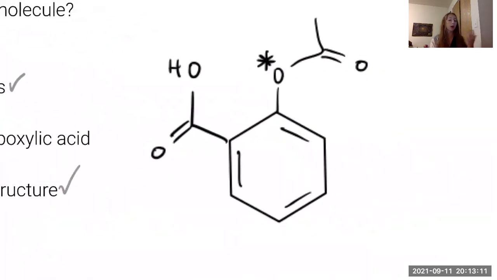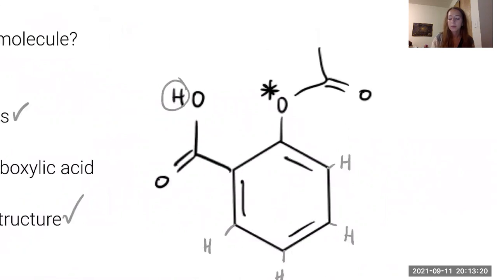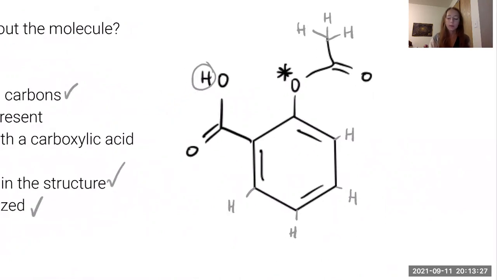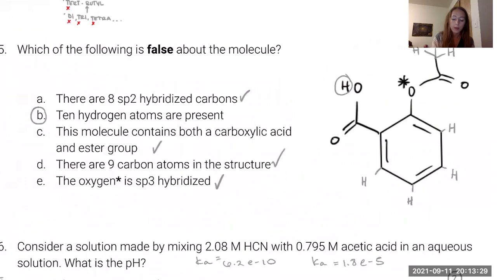So we want to make sure that carbon always has 4 bonds. Okay, so here's 1 hydrogen, and then each of these carbons needs a bond. There's going to be 3 over here. Okay, this is actually 8. So this will be our false one.